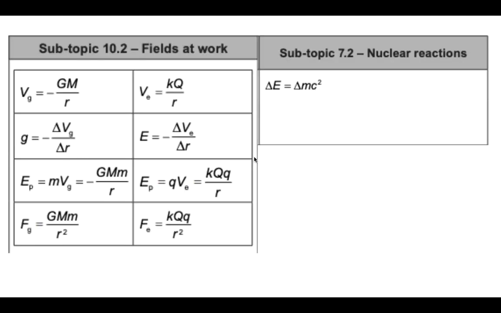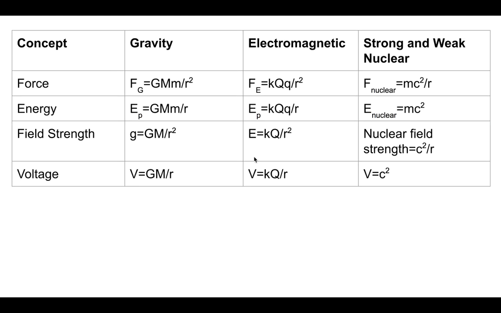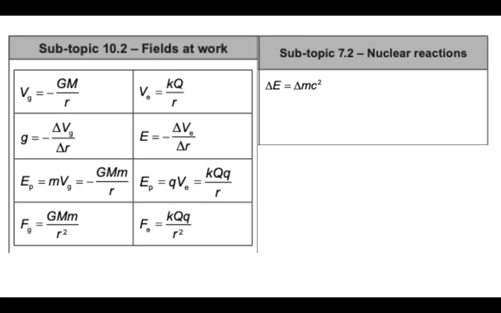So now these equations are in the IB formula packet. They are under fields at work, topic 10.2. They're written, these are all gravity. These are electricity or electromagnetism. And then really the only one they want you to know for nuclear is E equals mc squared. And so they are there.